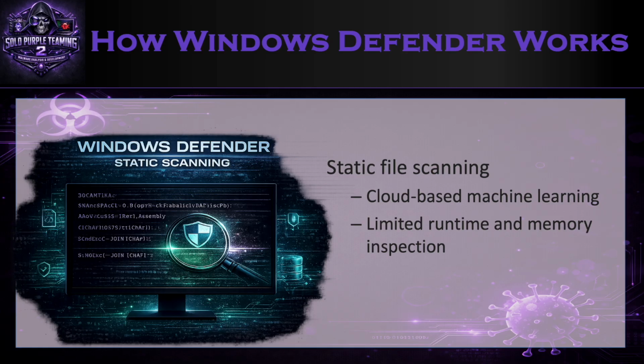Now, Windows Defender, which is now detecting our payload, relies heavily on static file scanning, analyzing on-disk content for known signatures, patterns, and structural indicators before execution. It also uses cloud-based machine learning to quickly identify known or suspicious threats at scale. However, Defender has limited visibility into runtime behavior and memory-only execution. When code is decoded or assembled after execution begins, it may evade static inspection, highlighting a key limitation we'll build on next.